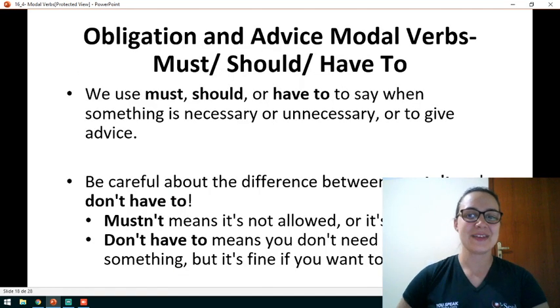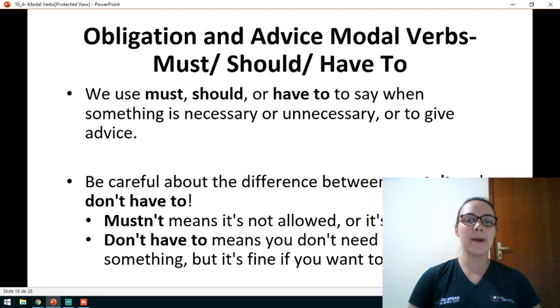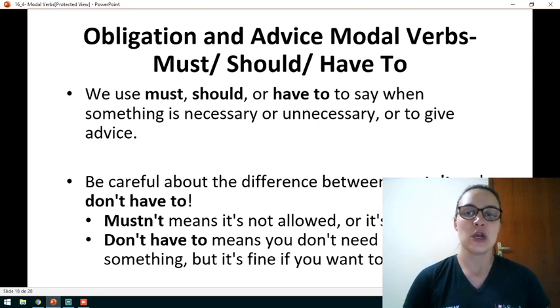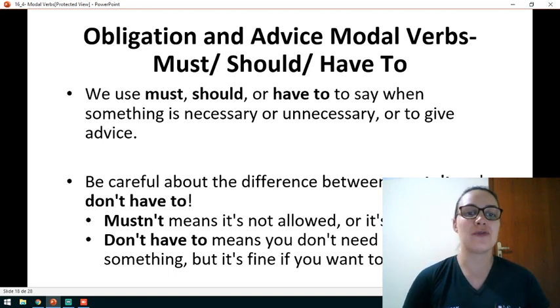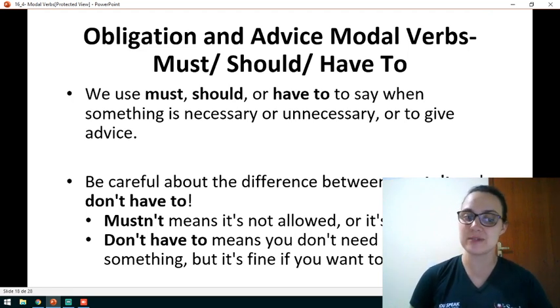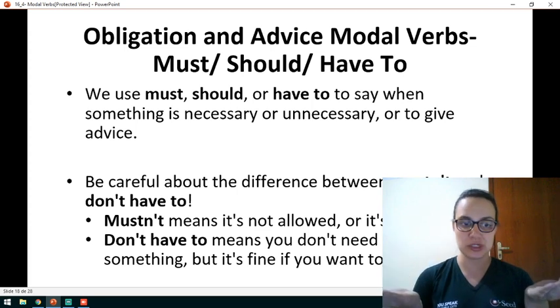Excellent. All right, let's talk about obligations and advice. So modal verbs that we can use when talking about obligations or advice are must, should, or have to. So, for example, we use must, should, or have to say when something is necessary or unnecessary. Or we can use it to give advice. Now, let's look here. We have to be very careful because there's a difference between mustn't and don't have to.